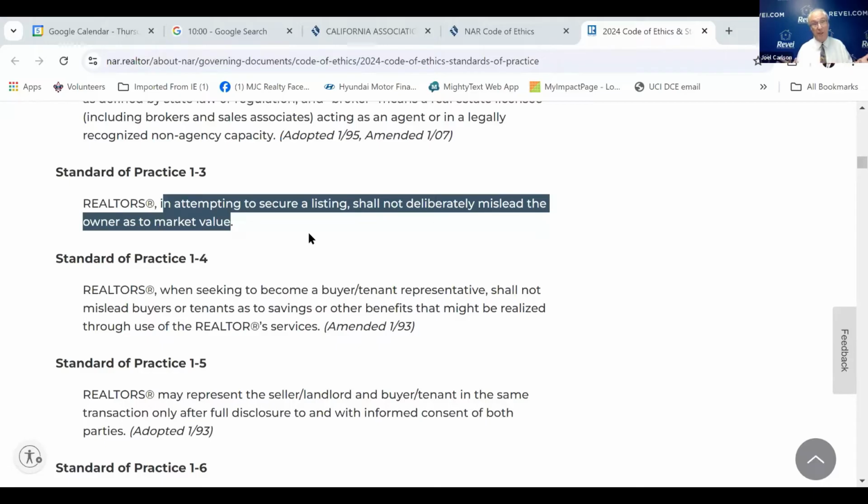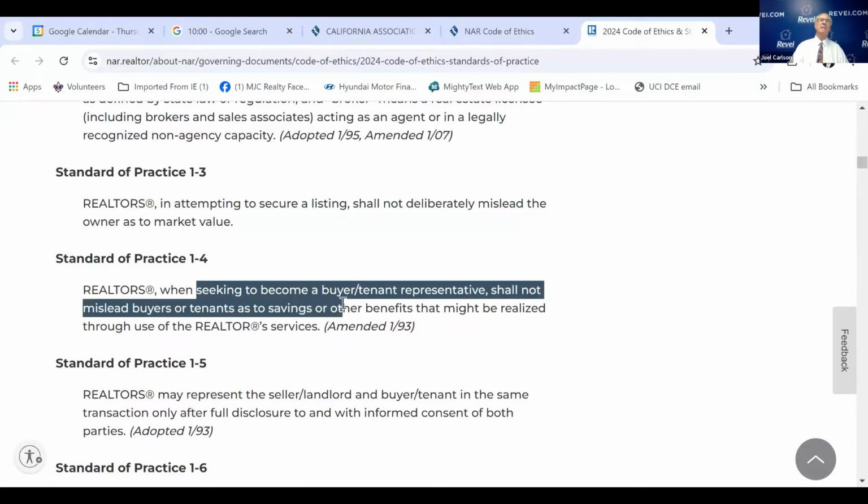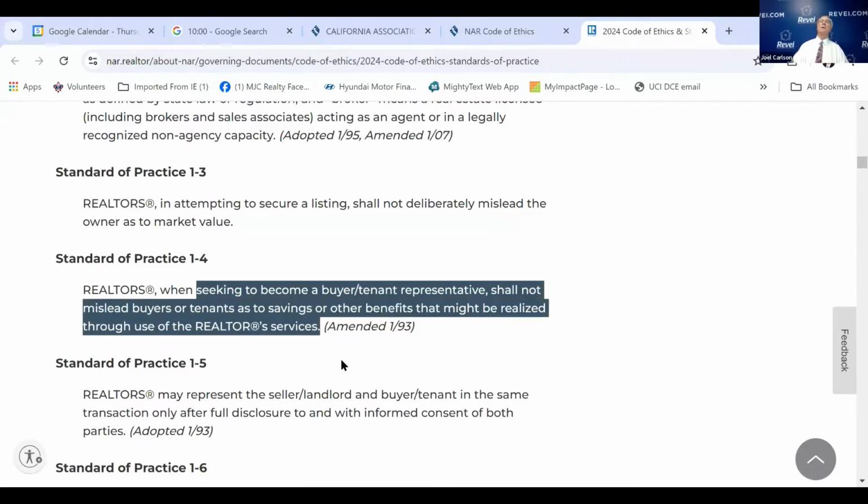That's a significant increase in value. Standard practice 1-4, when seeking to become a buyer's representative, is that you will not mislead them as to the savings. Oh, hey, listen, if you sign a buyer representation agreement, you don't need to worry about it. The seller pays me. So you're free. No, that's not what the BRBC says. It says, buyer, you're going to have to pay me a commission.